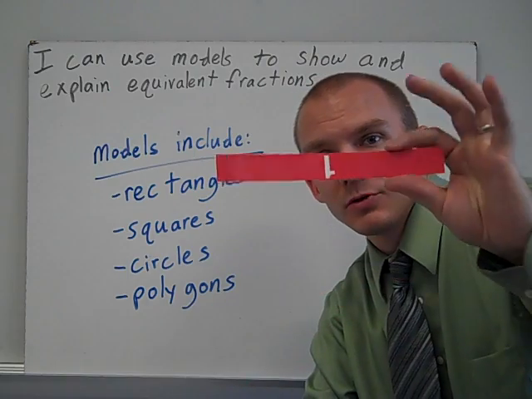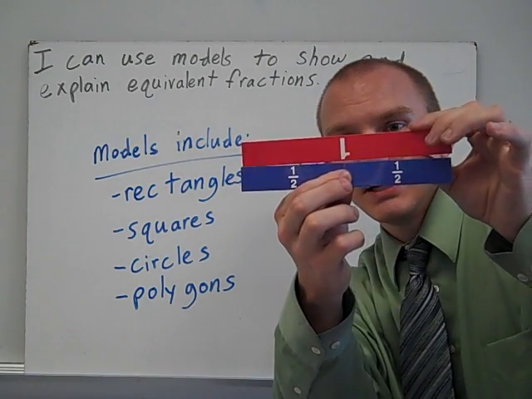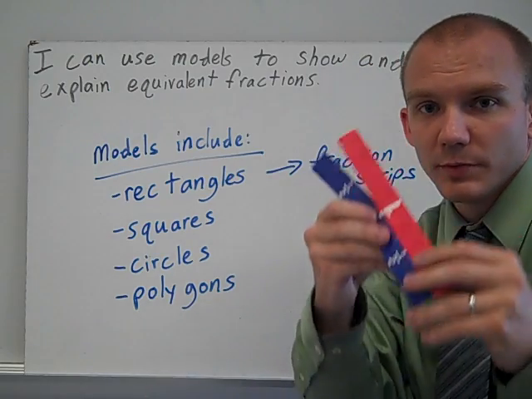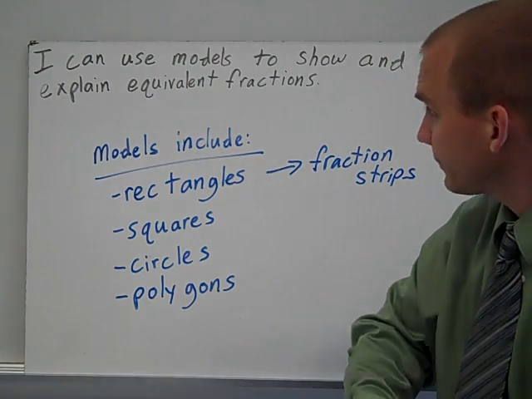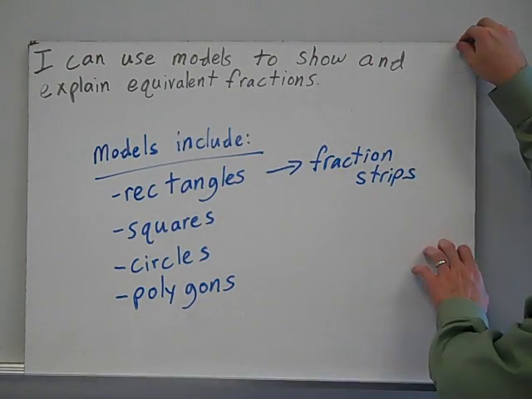For example, you have a fraction strip that represents one whole, and you can see that 2 halves is exactly the same as one whole. So we'll be using these to help show and explain equivalent fractions.